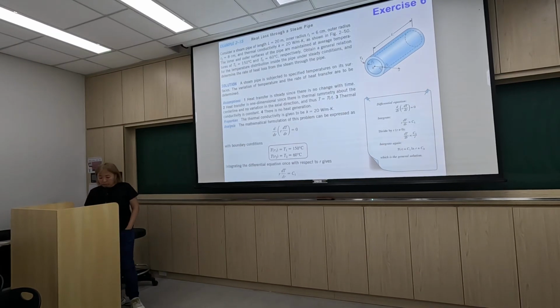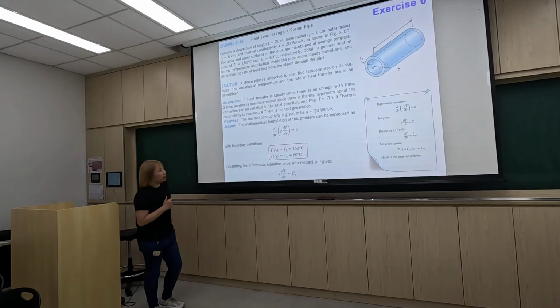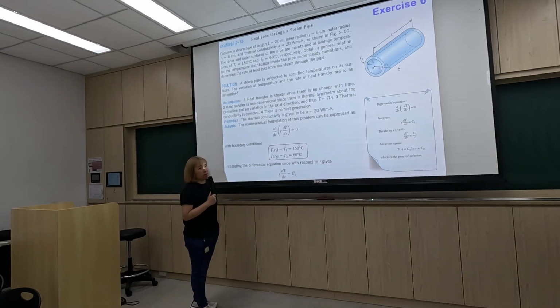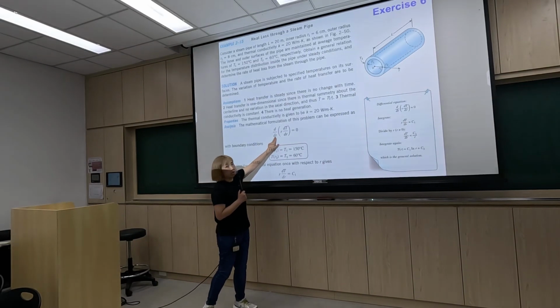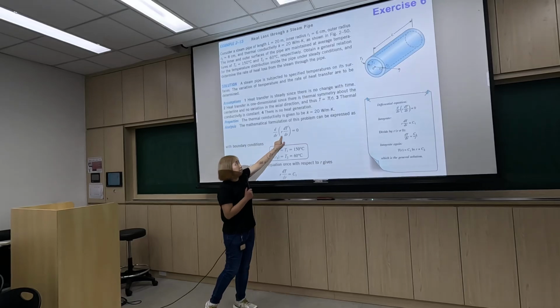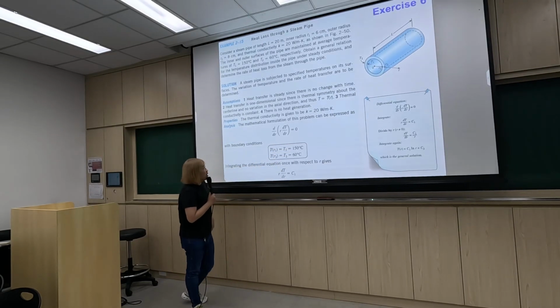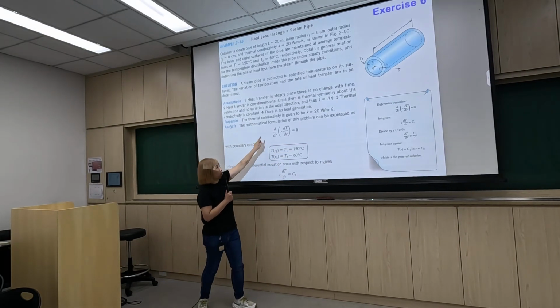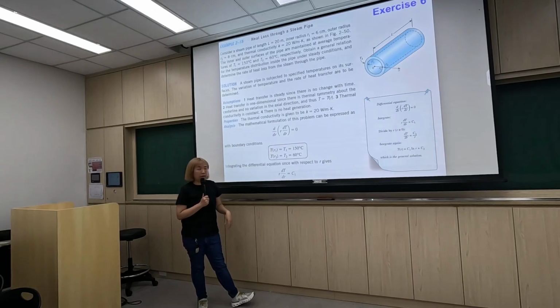Okay. Then let us go through another example, the cylinder. So it's quite similar. First, write down the general or governing equation, with two derivatives in this case. Then put in the boundary conditions as the question mentions.